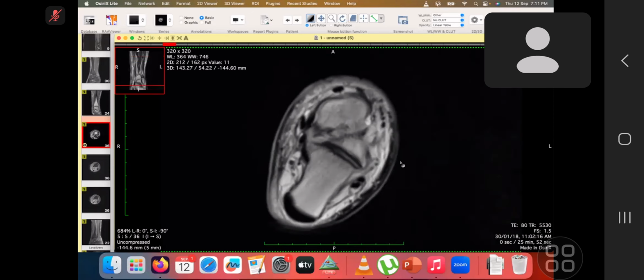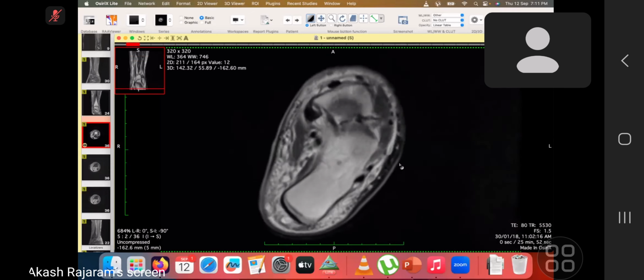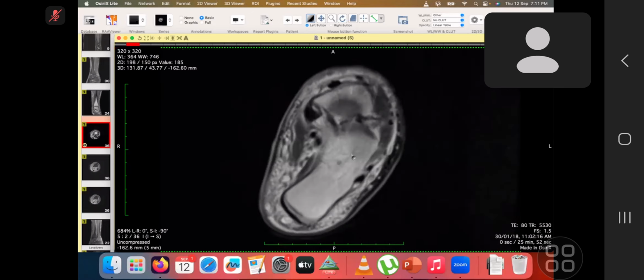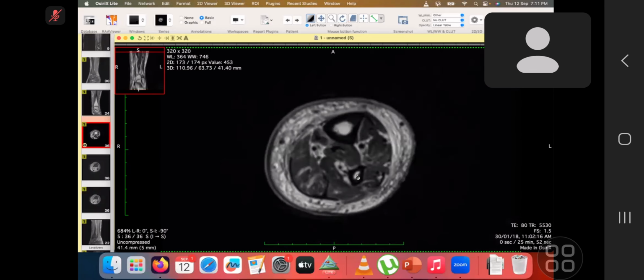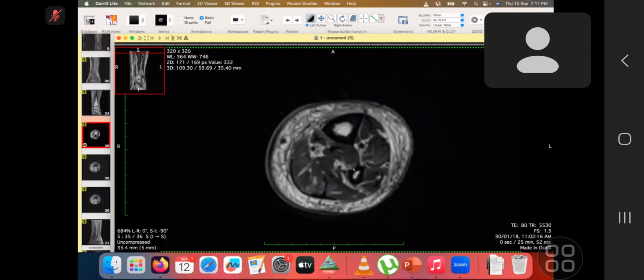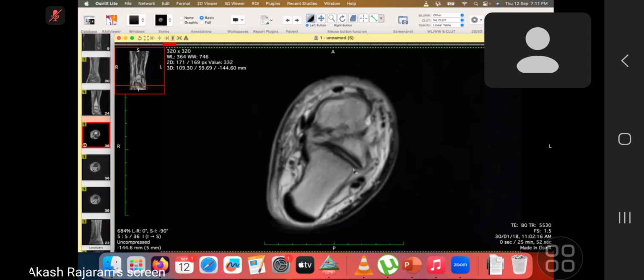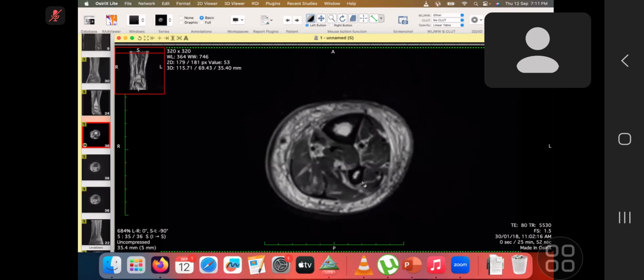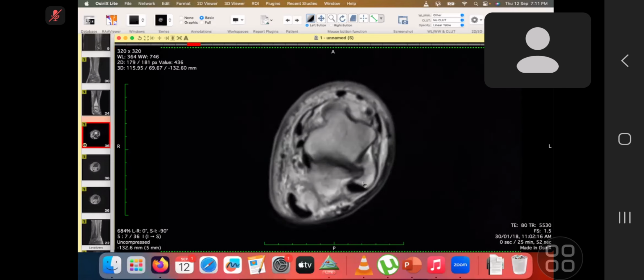Okay. So reviewing this sequence, I could appreciate the signal abnormalities at the calcaneus, as well as the talus, as I mentioned earlier, with some edematous changes in the surrounding soft tissues. So with the history of previous trauma, I would be suspecting some infective process at this location, which needs to be treated with antibiotics, and needs to be referred to the orthopedic team for follow-up.